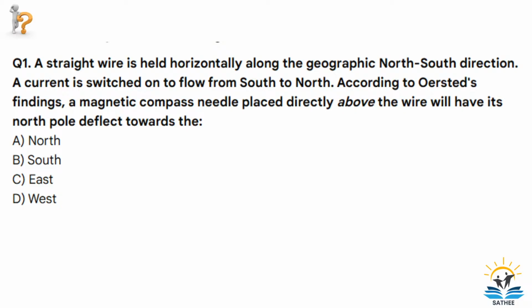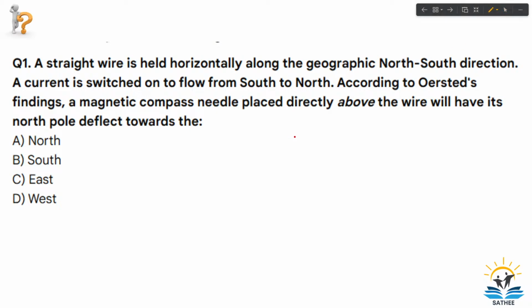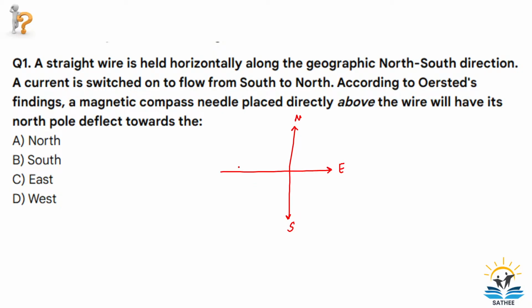So you have to point your thumb in the direction of current. In which direction is the current? South to north. So you have to make it like this. This is north, this is south, this is east, and this is west. The compass needle is above the wire. The current is from south to north. So you point your thumb in the direction of current, south to north, and curl your fingers.